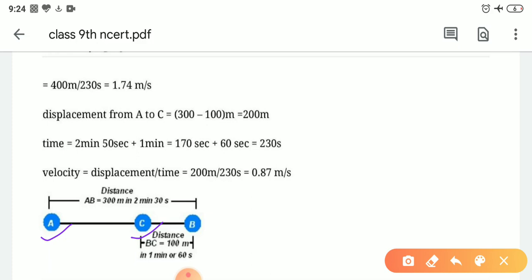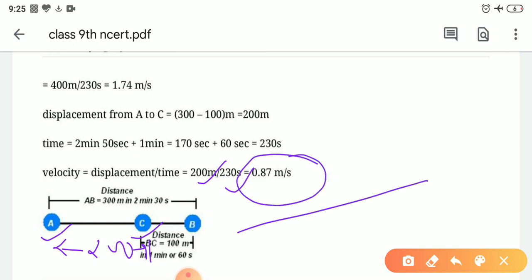What is displacement now? The shortest path between the initial and final points. So A to C total displacement is 200 meter. So when we find average velocity, total displacement is 200 meter, and total time is the same, because at first it is moving from A to B, then B to C. Then we solve this and find our average velocity, that is 0.87 meter per second.